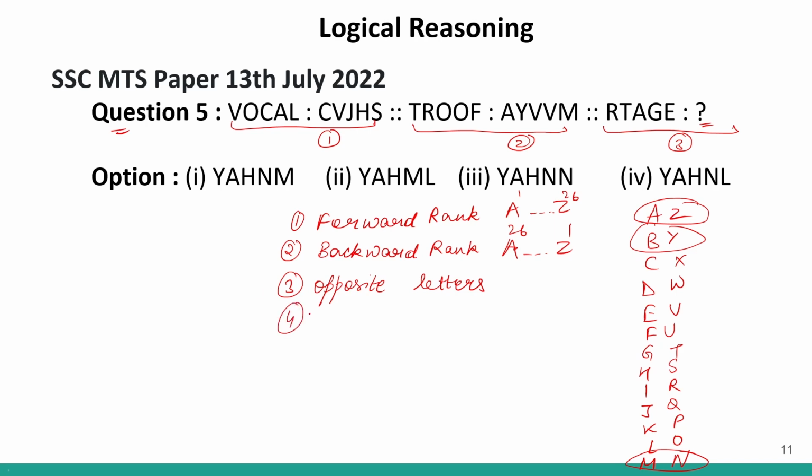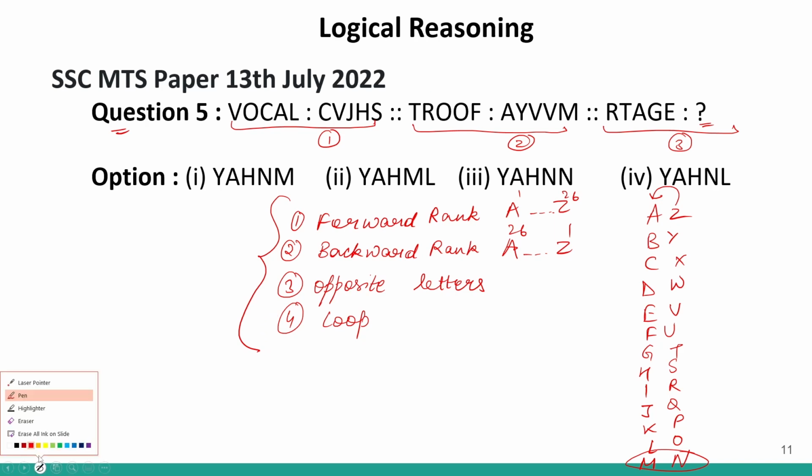And then we discussed the concept of looping. What do you mean by looping? Looping basically means that if I have to go backward from A, because there is no letter before A, going backward from A will lead me back to Z. Similarly, if I have to go forward from Z, since there is no letter after Z, I will start again in a loop from A. This was the concept of loop. So based on these 4 concepts, we can answer any question regarding alphabets. Okay, so let us look at this question.